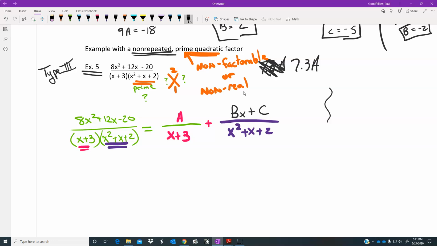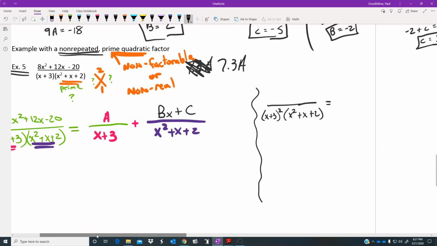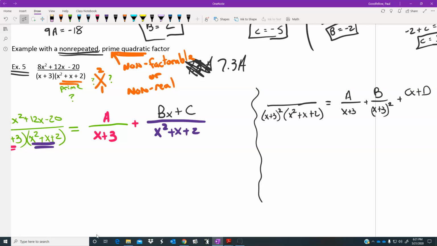Now I want to put a scenario inside here. If I had the same numerator as before, and I had (x plus 3) quantity squared, and then had x squared plus x plus 2, this would be like a type 2 and a type 3 mixed together, where it has a repeater that goes with it, but then it also has the prime quadratic. So this would be something like A over x plus 3, plus B over (x plus 3) quantity squared, plus (Cx plus D) over x squared plus x plus 2.